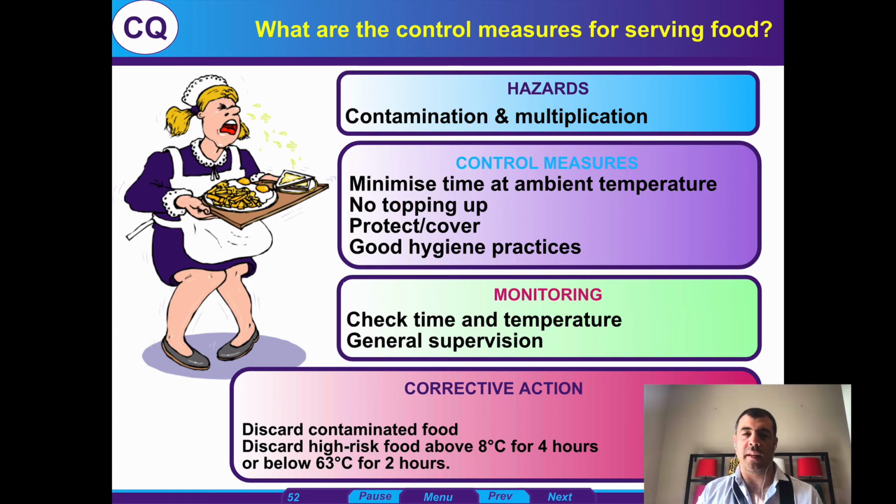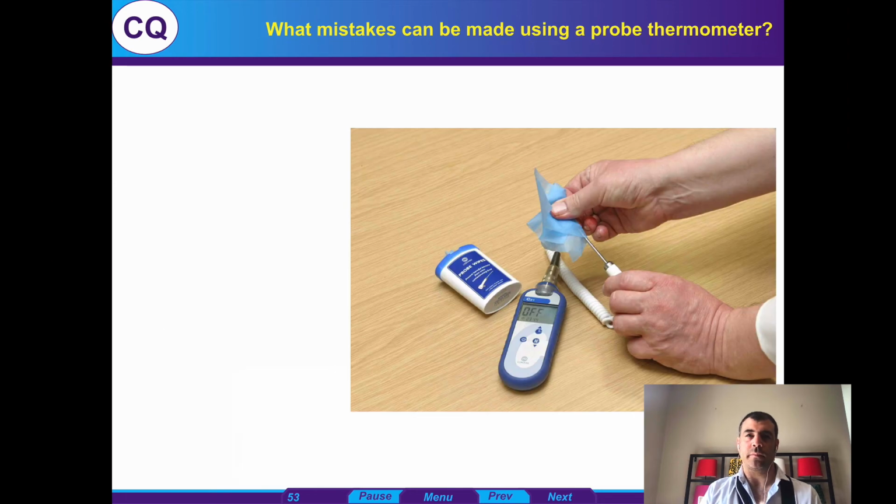The law says that you will discard any high-risk food which has been above 8 degrees for 4 hours or below the 63 for 2 hours. So this is within the temperature danger zone, and we want to avoid the food remaining in there at all costs. Whenever we talk about temperatures, we are obviously using a device called a temperature probe, and there are common mistakes that are made while using those devices.